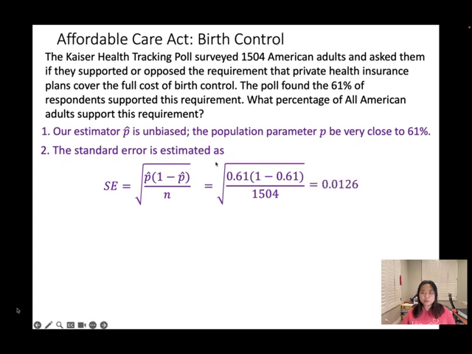I want to remind you that when you plug into the calculator, try to put everything into your calculator and press enter. Don't separate it and do it part by part, okay? So the standard deviation, or the standard error, you could say is going to be 1.26%.